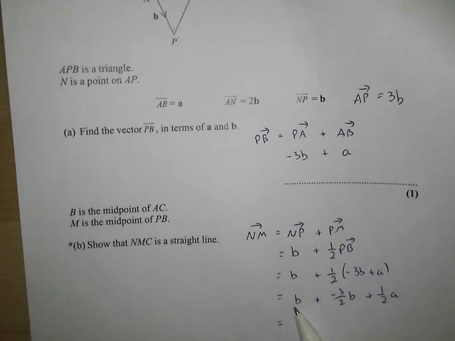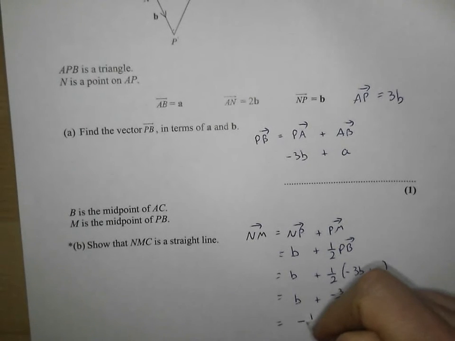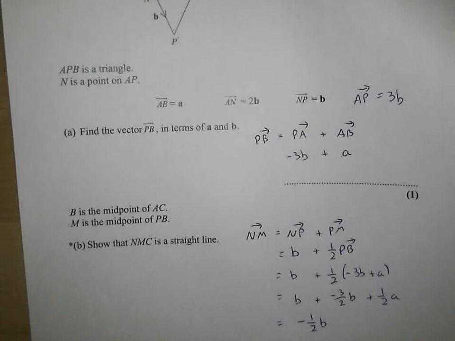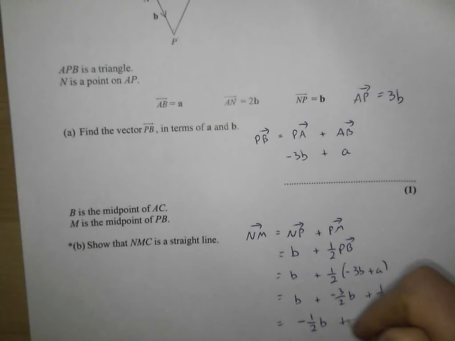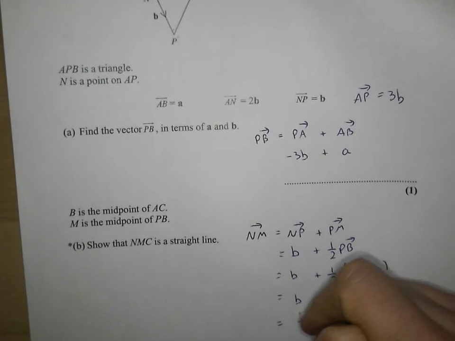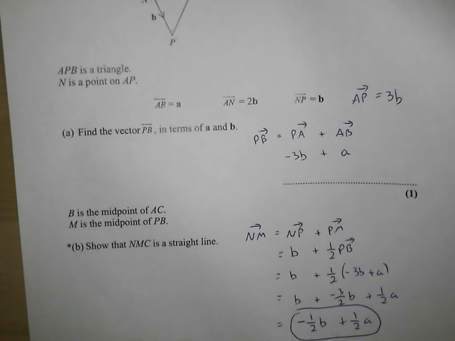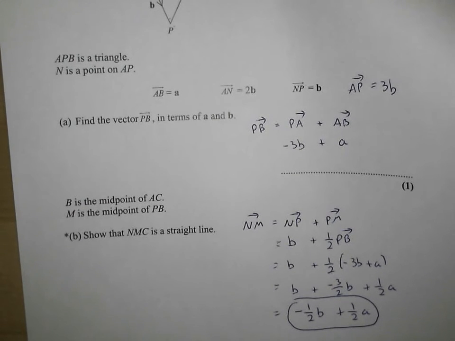One whole B, add on negative 3 over 2 B's. Well, I reckon if I've got a whole and I take off 1.5, which is 3 over 2, I'm down to minus a half B's. And then I've still got my half A's. Now notice how important it is to be good at negative numbers and fractions in vectors. Okay, so that's my N to M.